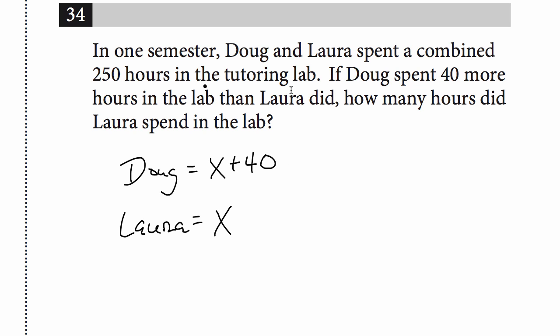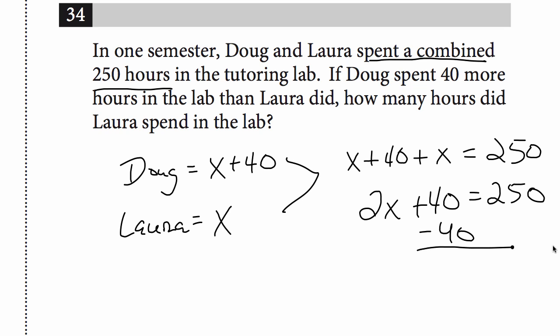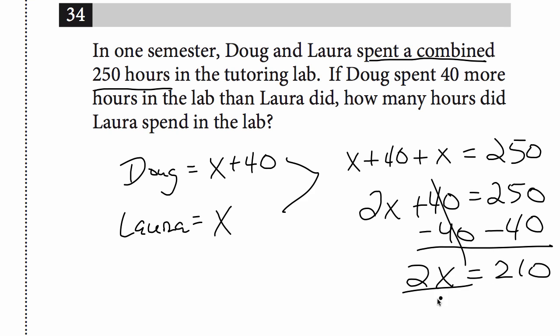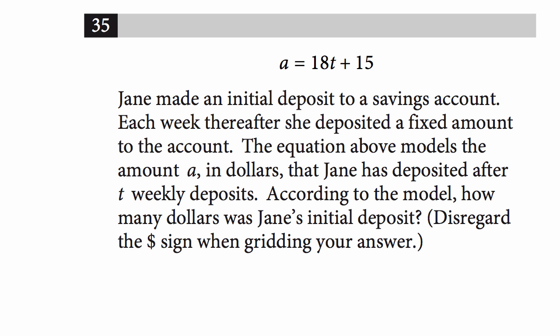And they spent a total combined of 250. So now you're just going to add these two. x plus 40 plus x, I'm just adding the top and the bottom, equals 250. More algebra. 2x plus 40 equals 250, minus 40, minus 40. 2x equals 210. Divide by 2, divide by 2, and you get x equals 105. Now we just have to make sure we're answering the question. How many hours did Laura spend? Oh, 105. All right, you're done. That's it.